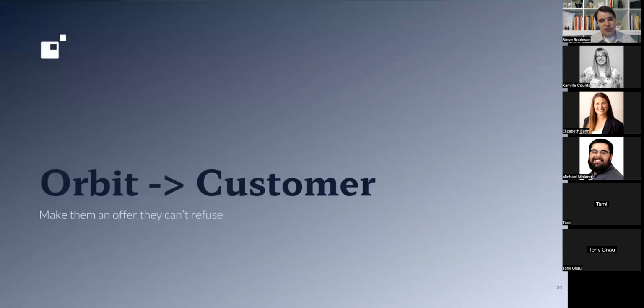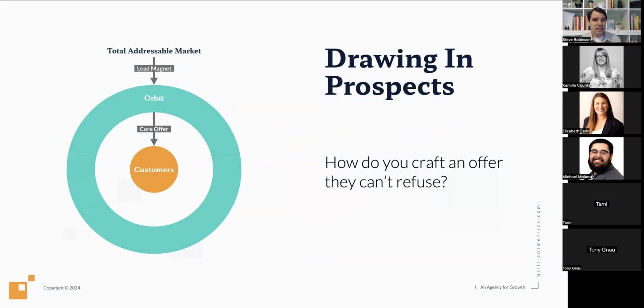All right, so you've nurtured your orbit. Now we need to get the people in that orbit to become customers. This is that making them an offer they can't refuse.